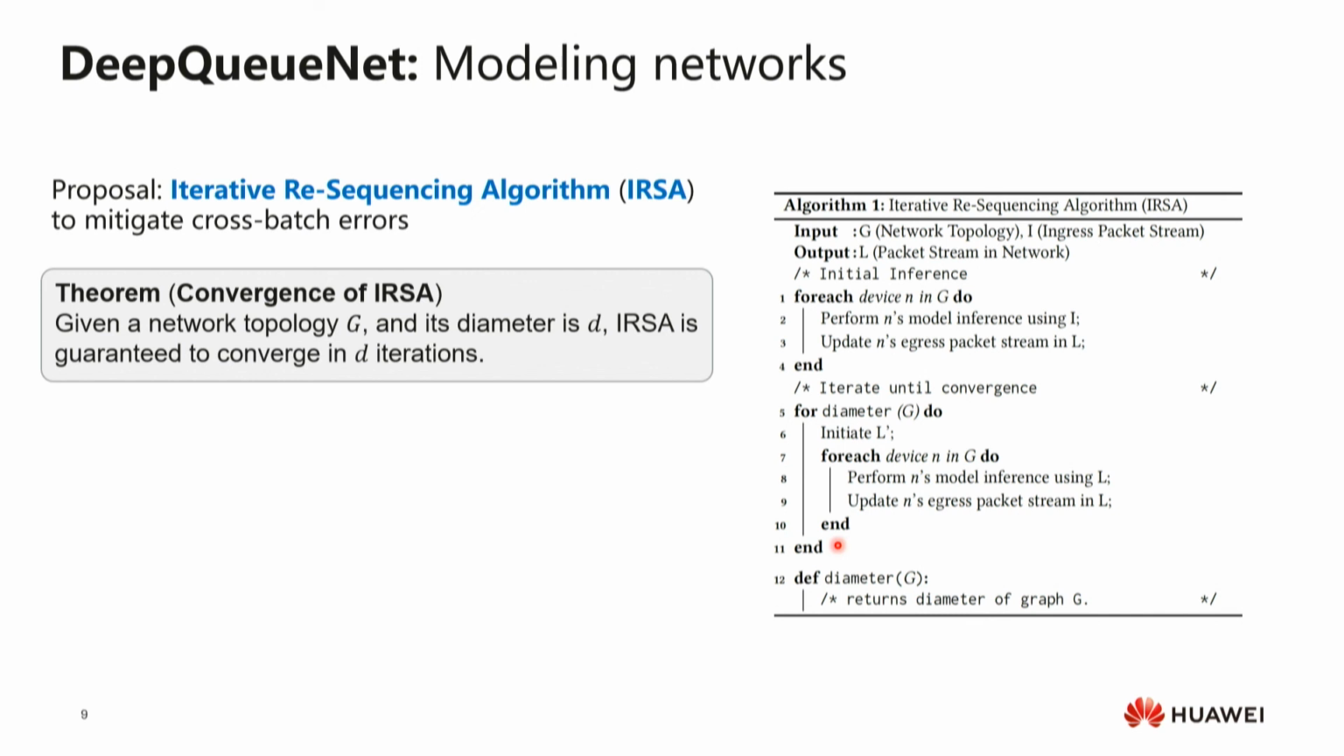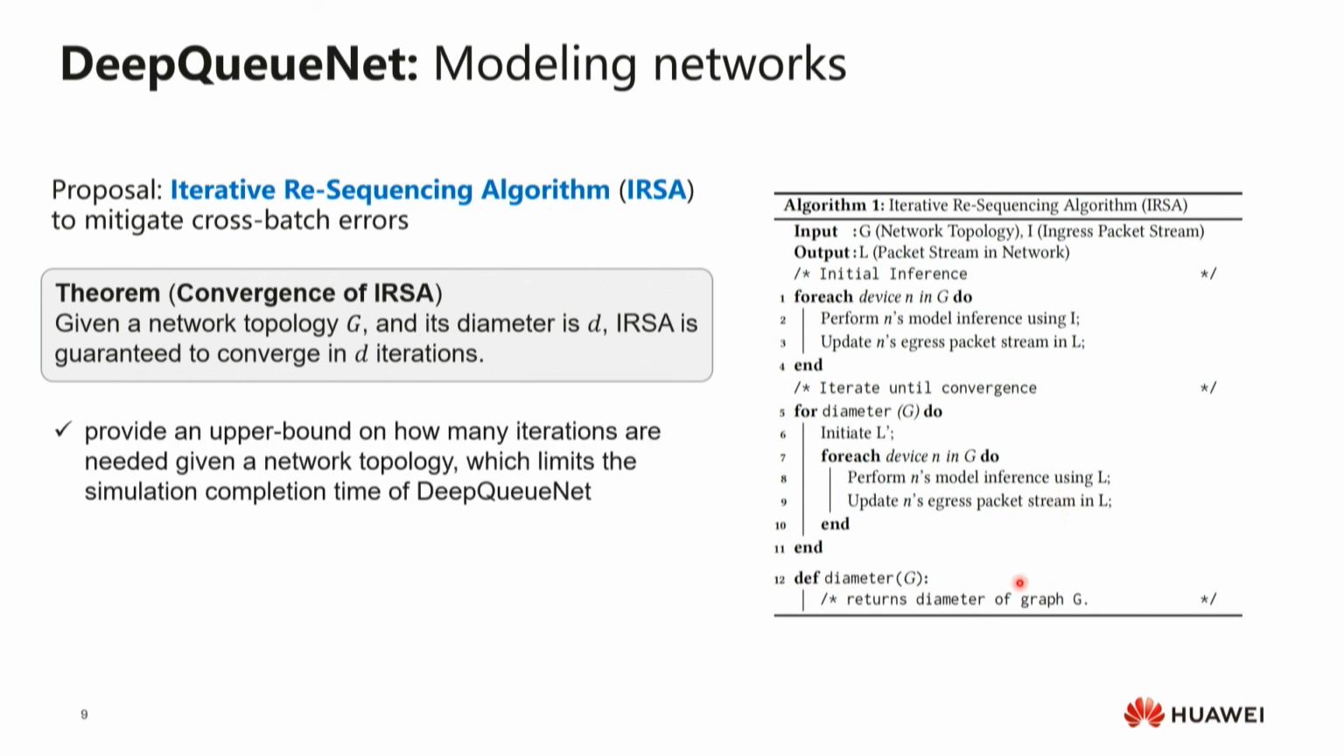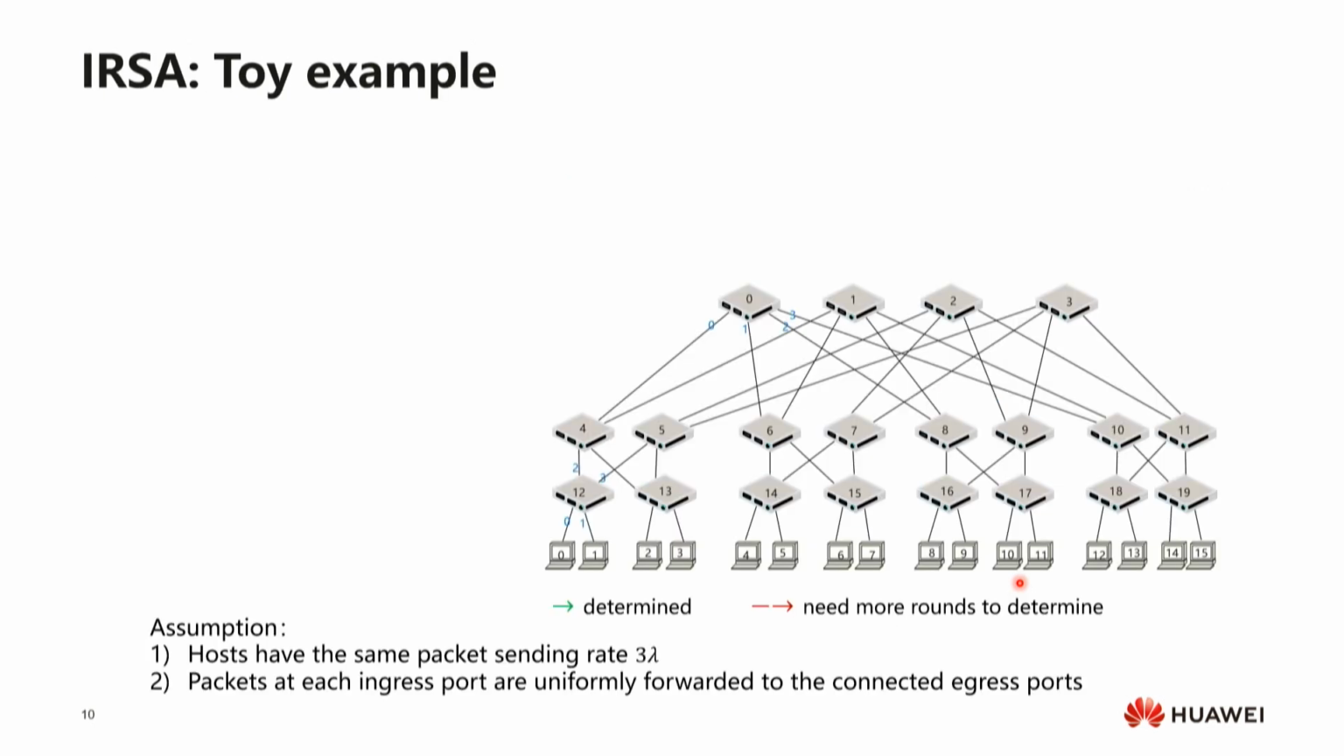And this is some algorithms we prepared in the paper. And actually, this theorem provides an upper bound about how many iterations are needed given a network topology. This can be very useful when you estimate your running time. And here I want to show a toy example about IRSA, because I think it's a little bit abstract. So here we show a toy example on the Fourier fat tree structure.